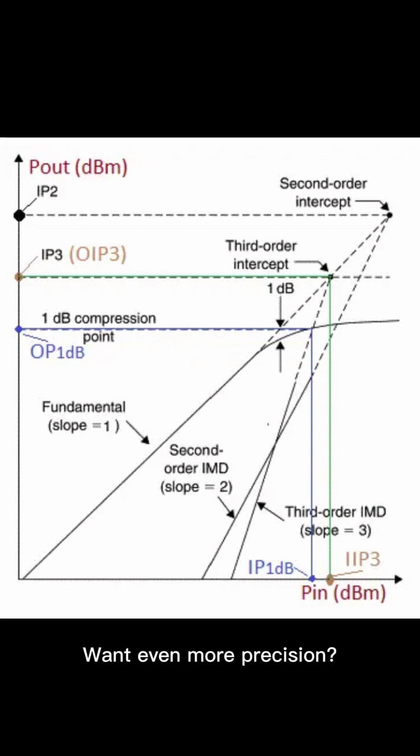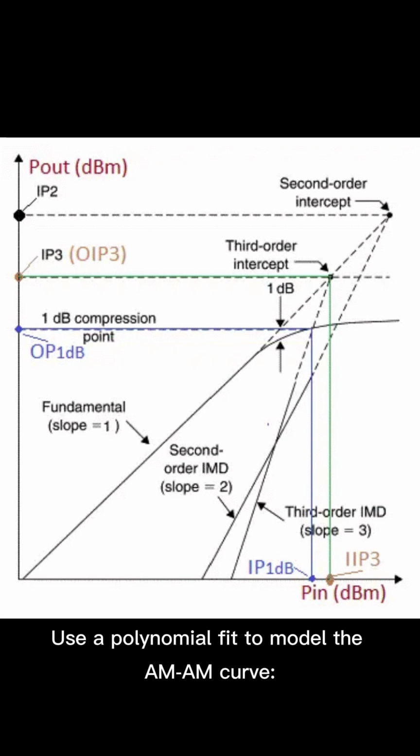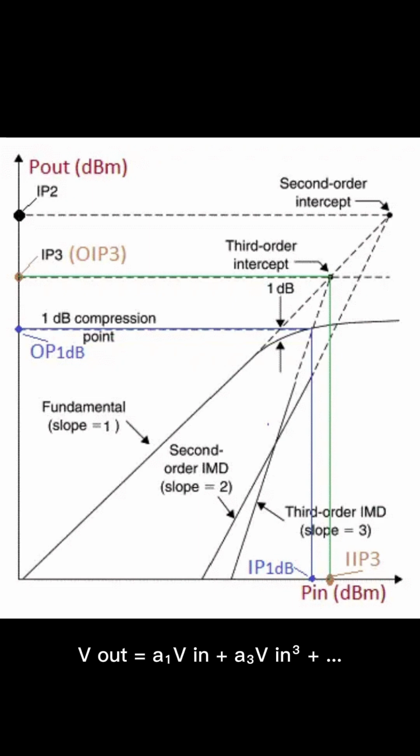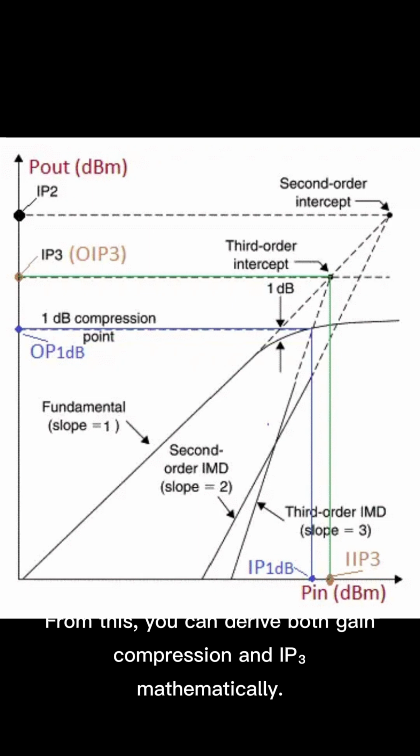Want even more precision? Use a polynomial fit to model the AM-AM curve. Vout equals a1 Vin plus a3 Vin cubed plus ... From this, you can derive both gain compression and IP3 mathematically.